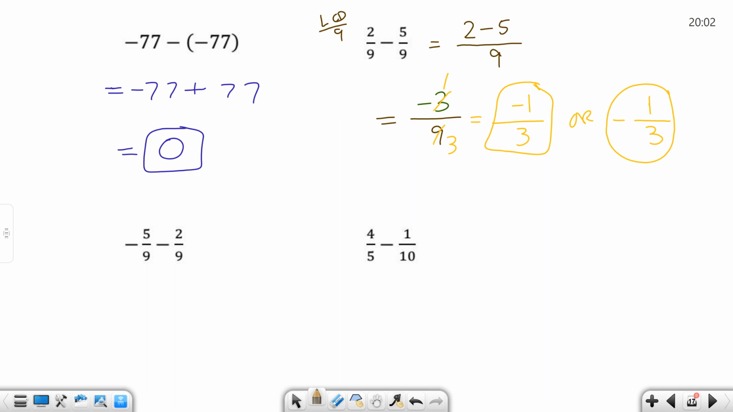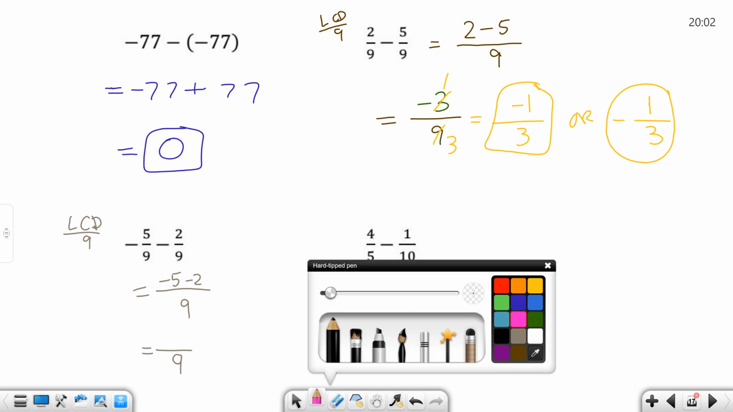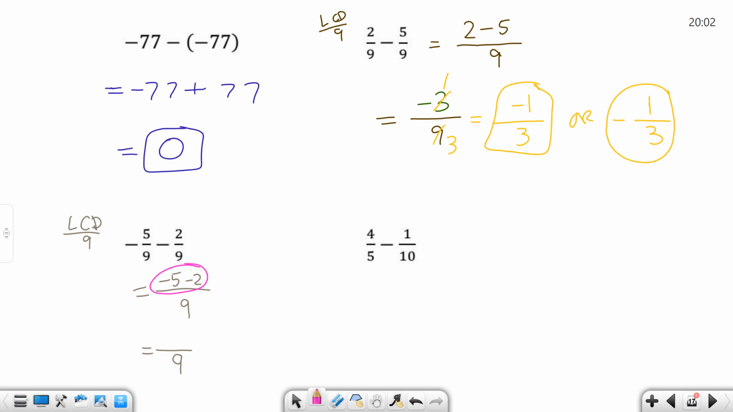And then negative 5/9 minus 2/9. Again, the LCD is already here. It is 9. So we're going to keep it over 9. We're going to have 9, and then we have a 5 and a 2, and both of them are negative. So what do we do when they're both negative? Well, we come down here and we say we have over 9, and then they're the same, so we add them together. 5 and 2 is 7, and keep it negative. So that answer is negative 7/9.